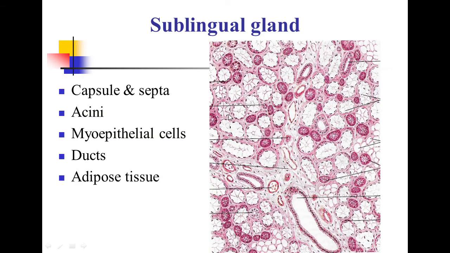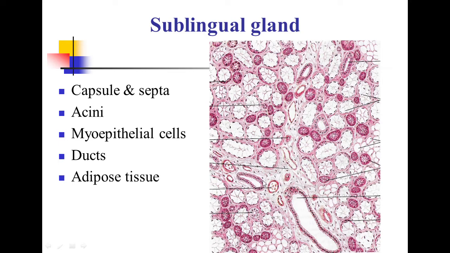The next gland is the sublingual gland, and the sublingual gland is a mucous salivary gland. Actually, the sublingual gland is a mixed salivary gland, but predominantly there are mucous acini, and therefore the sublingual gland is considered a mucous salivary gland. So in this picture you can see the connective tissue septa. This connective tissue septa divides the gland into many lobes and lobules.